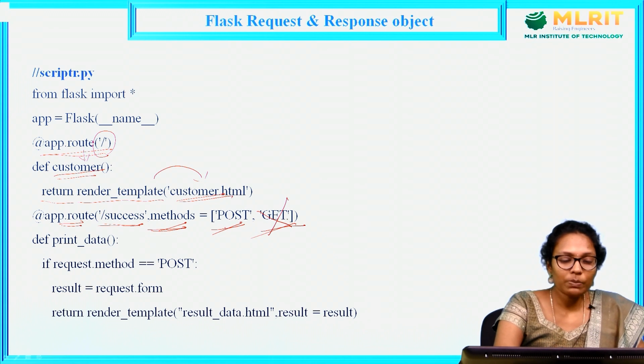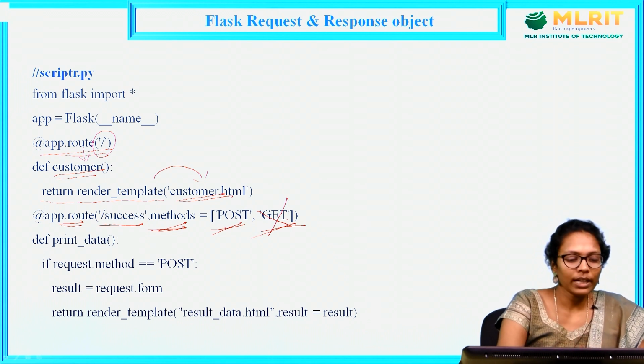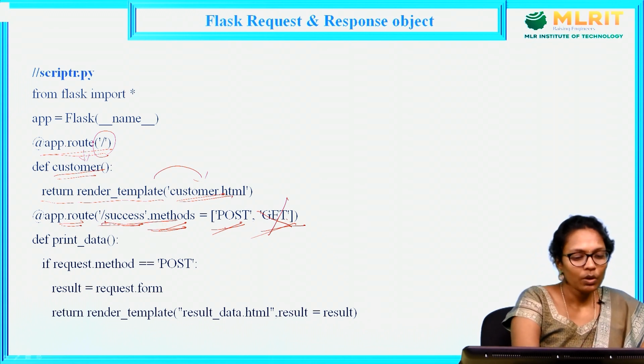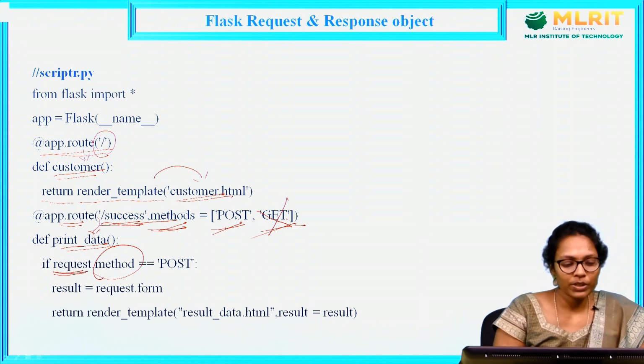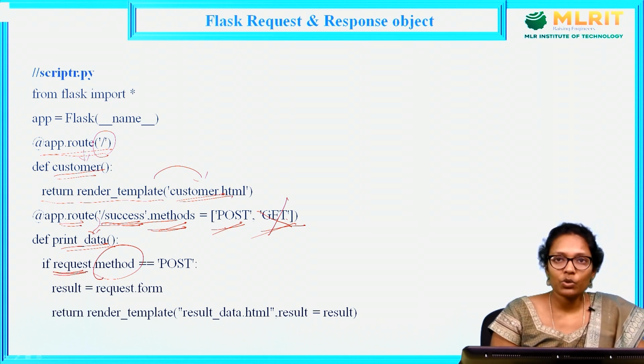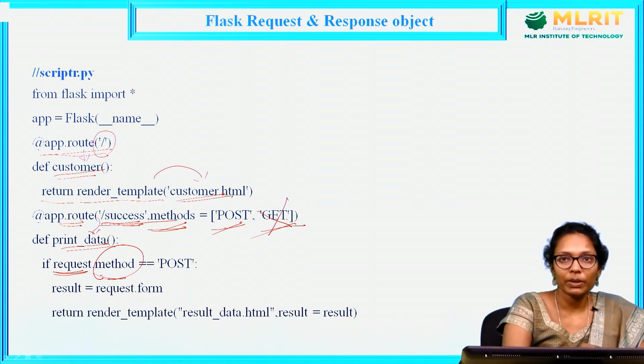Out of these methods, which one the user is using, I am checking here. For this route, the view method I am writing is print_data. Here I am checking request.method. We know request is a predefined object and it has different attributes. One of the attributes is method, as we saw in the previous table. So request.method is equal to post. If the method is post, then what am I doing?